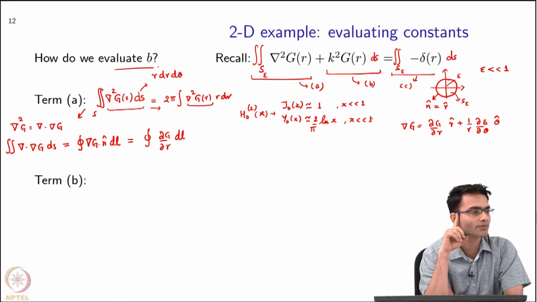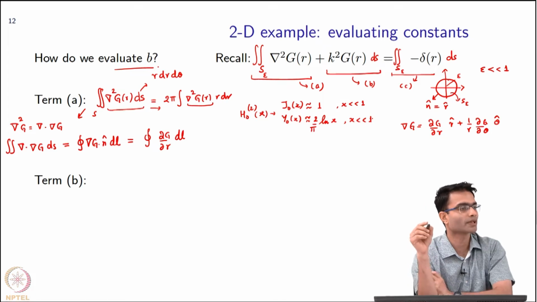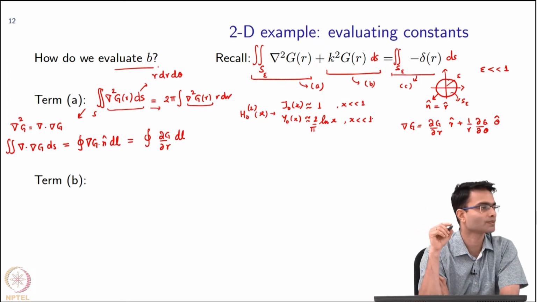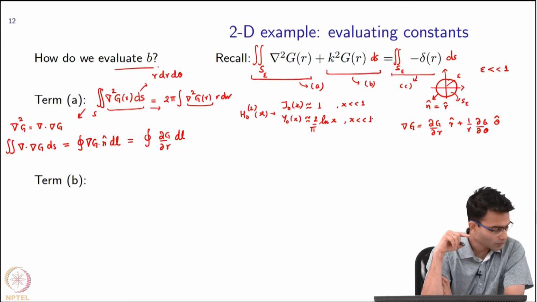Okay. Again, this is just information I am giving you, which is very well documented in various mathematical handbooks, okay, asymptotic forms of special functions. So, what do I do next?